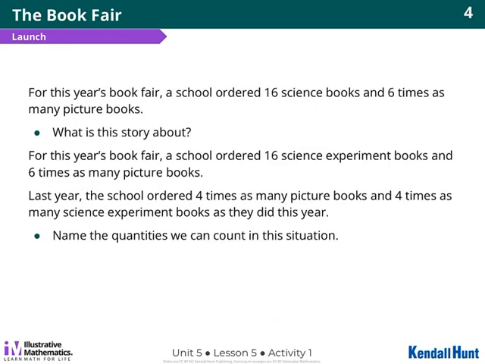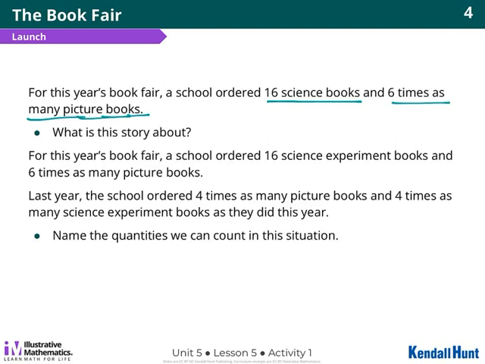All right. Let's take a look at our launch. So put your pencil down. Eyes are up here, so I know you're ready. Okay, we're talking about a book fair. So, ironically, we have our used book fair coming up, right? So for this year's book fair, a school ordered 16 science books and 6 times as many picture books. What is this story about?